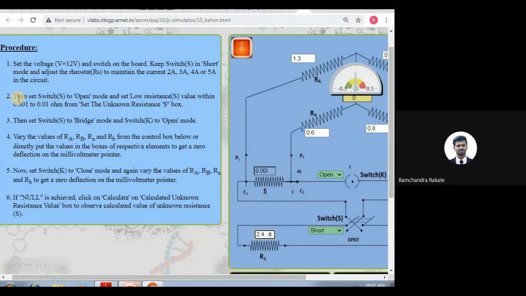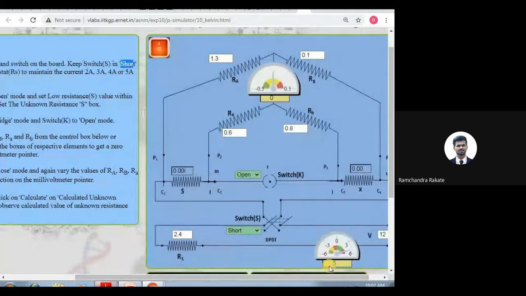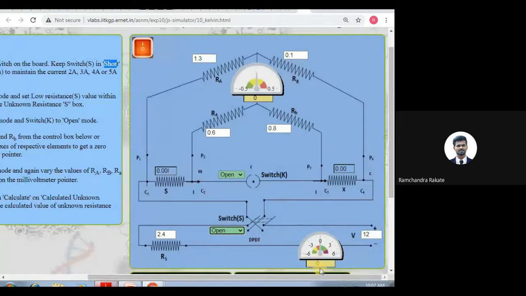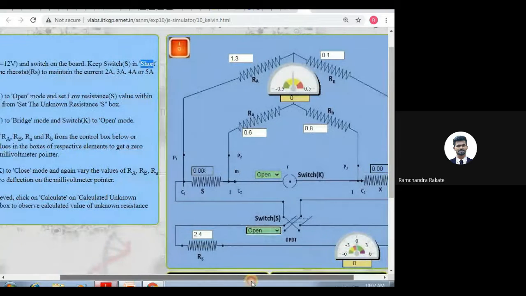They are saying set switch S to open mode. Previously it was in short circuit. Now you have adjusted your resistance and kept your ammeter at 5 ampere. Now switch your circuitry to open. As soon as I open, what is going to change? The amount of resistance. Have you observed here? Now I am seeing open. It is showing zero deflection. Zero deflection means we have switched to open mode.